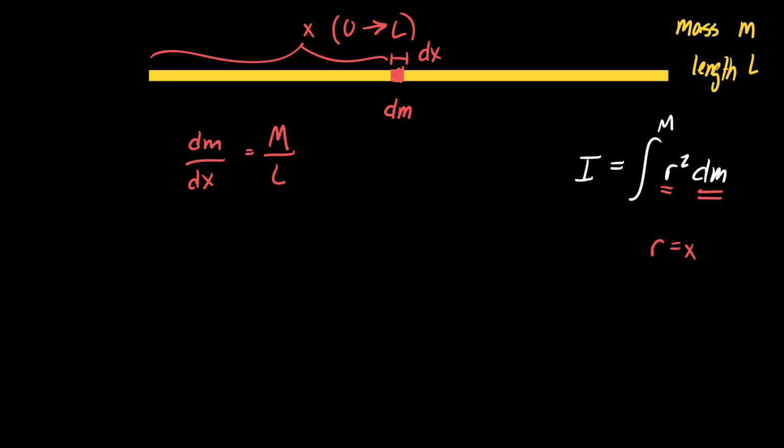All right. Now, believe it or not, we're nearly done. I know it doesn't seem that way, but we're nearly done. You want to solve this for dm. So I'm just going to multiply both sides by dx.